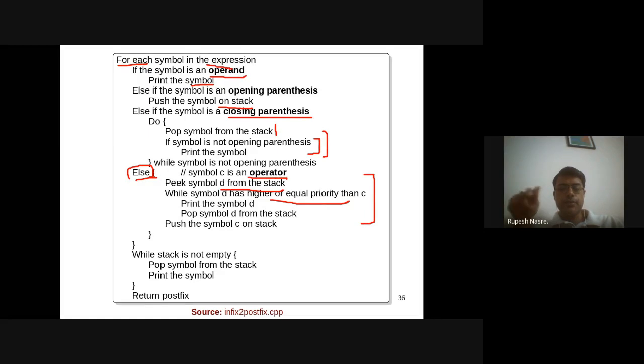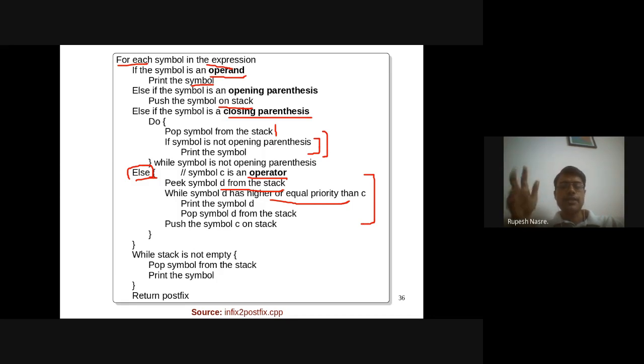But otherwise, in the previous expression, a plus b cap c star d, when star is encountered, I look at the top of the stack and see the cap operator, the exponentiation operator, which has higher precedence. So I print cap. So I get a, b, c cap, and that is correct, because b, c cap should get evaluated first. Then I push the star to the stack, because I don't know what is coming after star. So therefore I push star. Now the stack should contain plus and star.